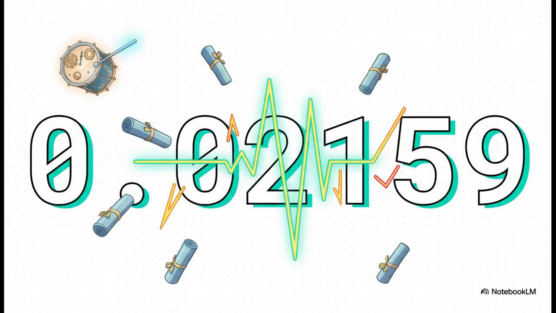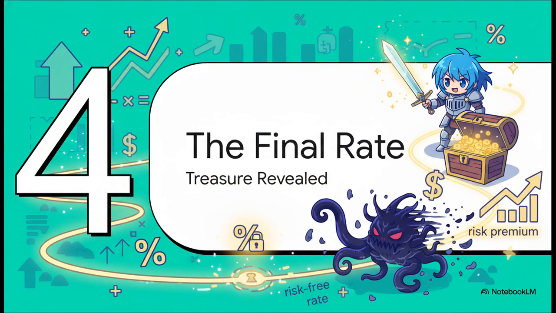Now that is a really, really low number, which basically tells us that this corporate bond isn't very sensitive to what the stock market is doing day to day. It kind of marches to the beat of its own drum, which frankly is what you'd expect. So our second ingredient for the risk premium is now in the bag. Okay, we've done it. We've gathered all the pieces. We found the risk-free rate, we beat the boss level and got the risk premium. Now it's time to go back to our main map, put it all together, and finally reveal the treasure.